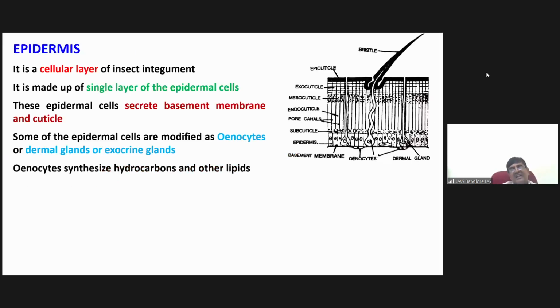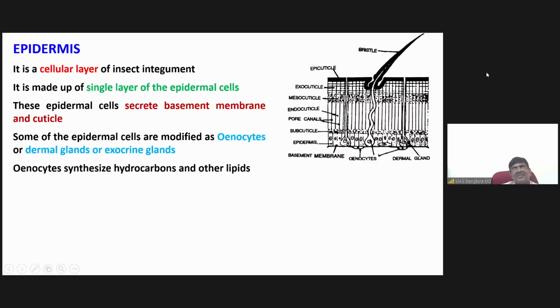The second most layer, as you see in the diagram, is the epidermis. Remember, epidermis is a cellular layer. As already mentioned previously, the cuticle and the basement membrane are the non-cellular layers, whereas epidermis is the cellular layer. You can see here it is made up of a number of cells, a single layer of epidermal cells.